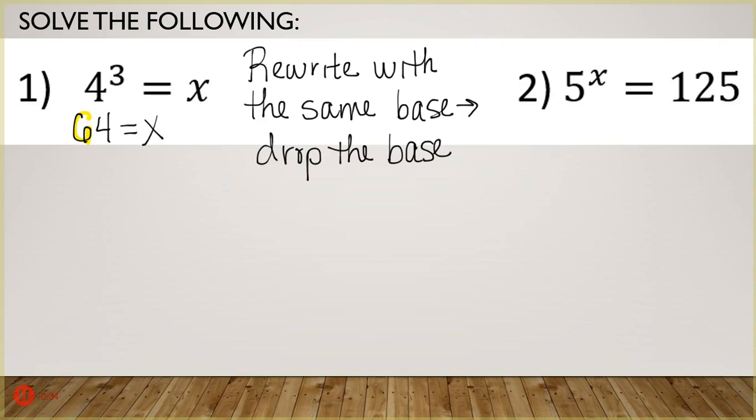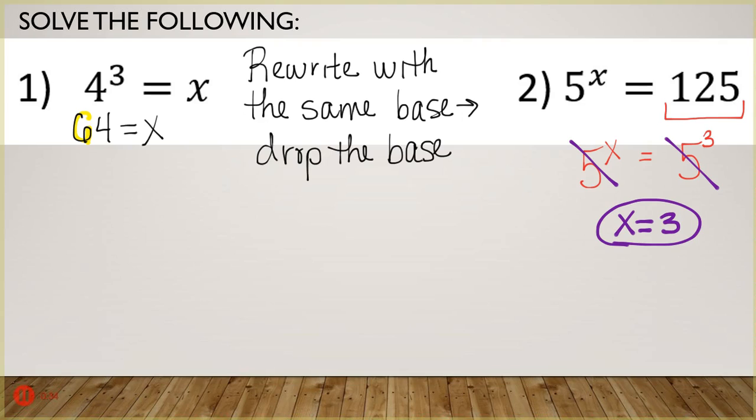So, when we look at number 2, we have 5 to the power of x is equal to 125. 125 can also be written as 5 to the power of 3. So now both sides of our equation have a base of 5, so we can drop it. And after we drop it, we can set our exponents equal to each other, resulting in the solution x equals positive 3.